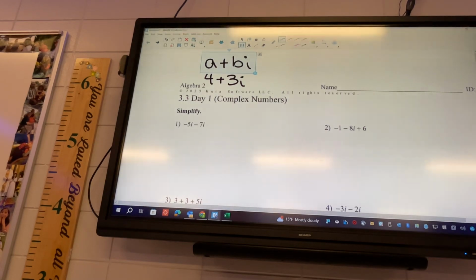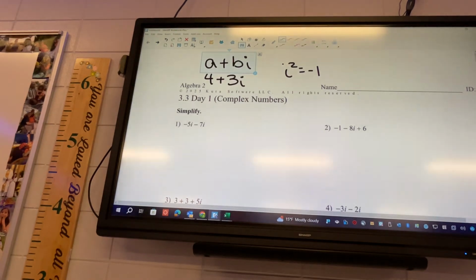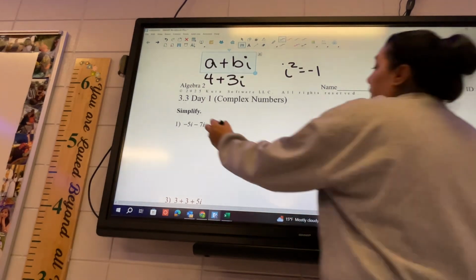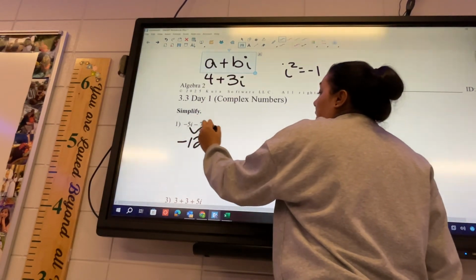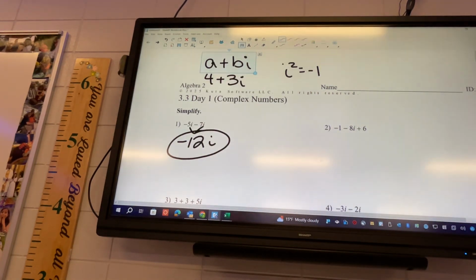Okay, it's not gonna happen on today's, I don't think. But if you have I squared, which we're gonna talk about probably on Wednesday, I squared equals -1. Okay. So, I's can go with I's, plain numbers can go with numbers. So, what is a -5I and a -7I? What's -5 minus 7? -12I. Okay? So, these two can get put together. So, -12I. Okay, and that's it. That's all you're doing. You can combine the I's and then combine the numbers.